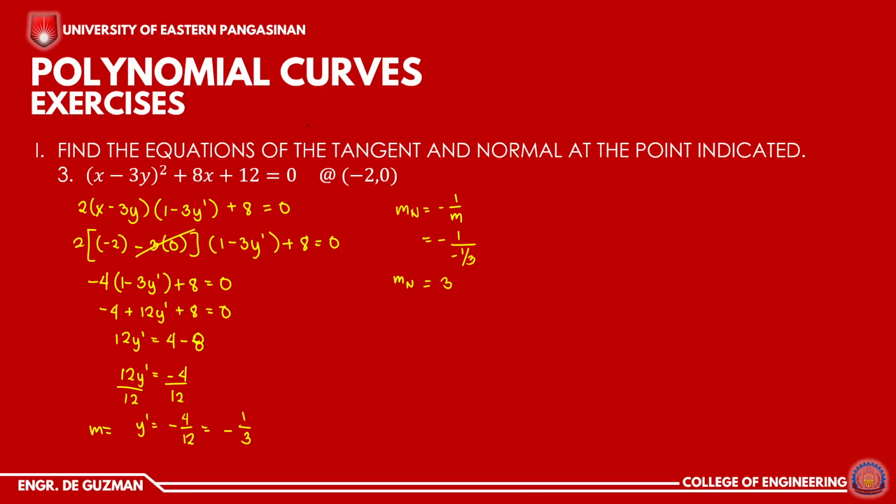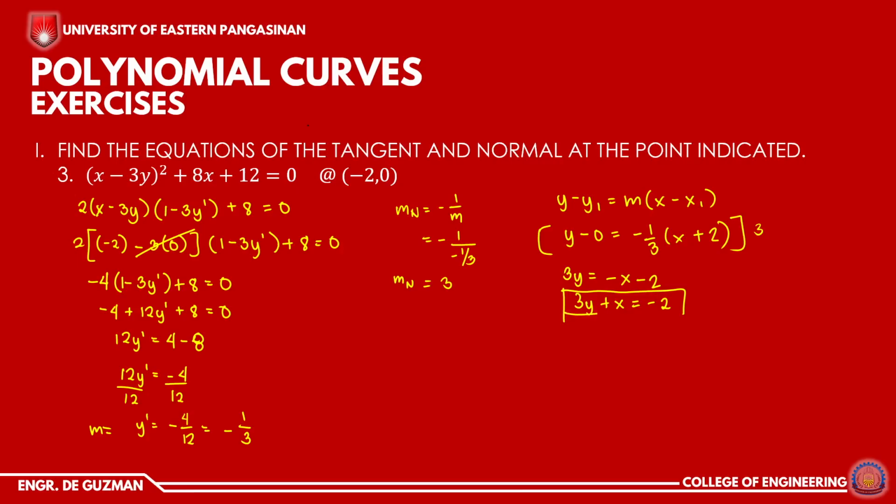So, next, for tangent line tayo, y minus y sub 1 is equals to m times x minus x sub 1. So, y minus 0 is equals to negative 1/3 times x plus 2. So, times natin sa 3. So, 3y is equals to negative x minus 2. So, 3y plus x equals negative 2. So, ito yung ating tangent line.